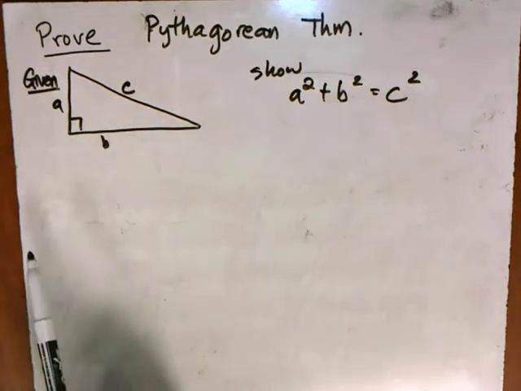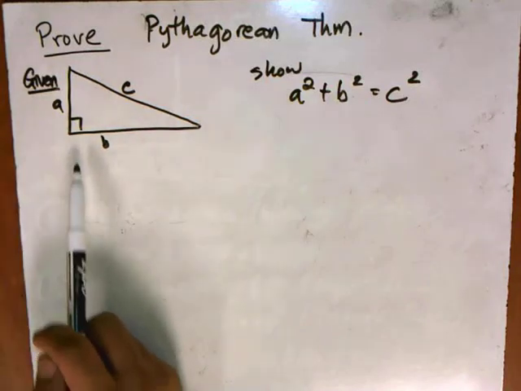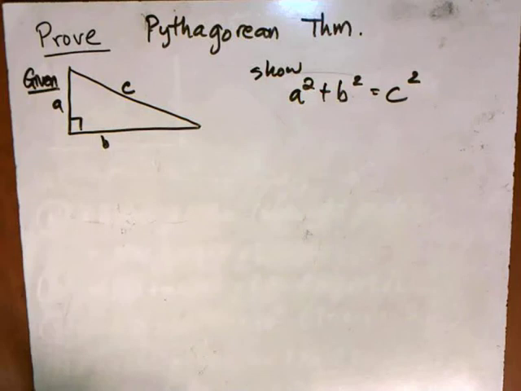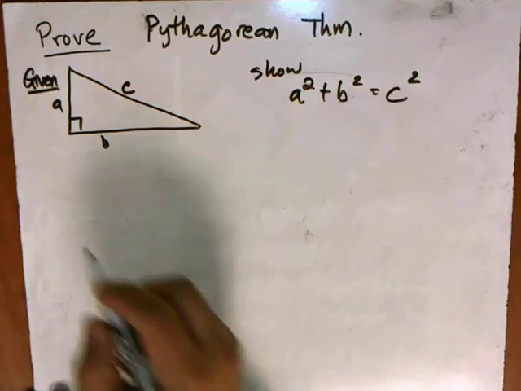So the problem is well stated. It says given a right triangle with lengths A, B, and C, we want to show that A squared plus B squared has to be equal to C squared. And like I said, we're going to do this using area.